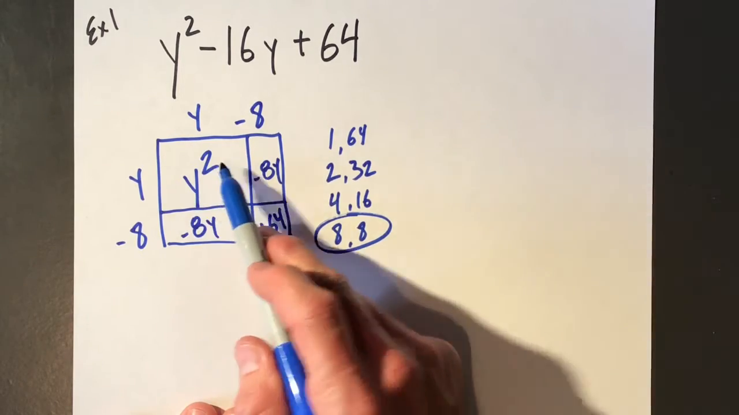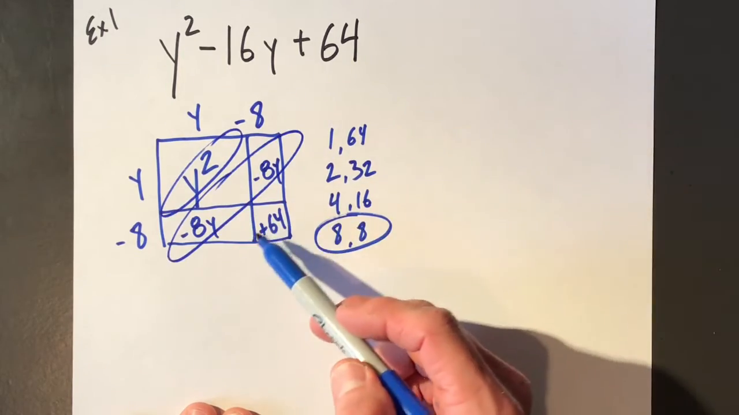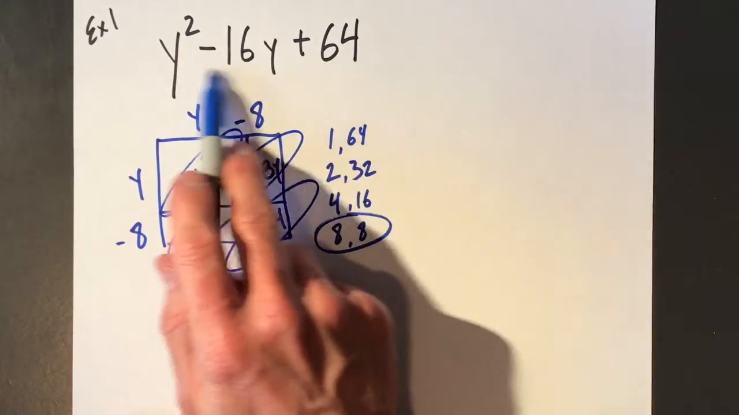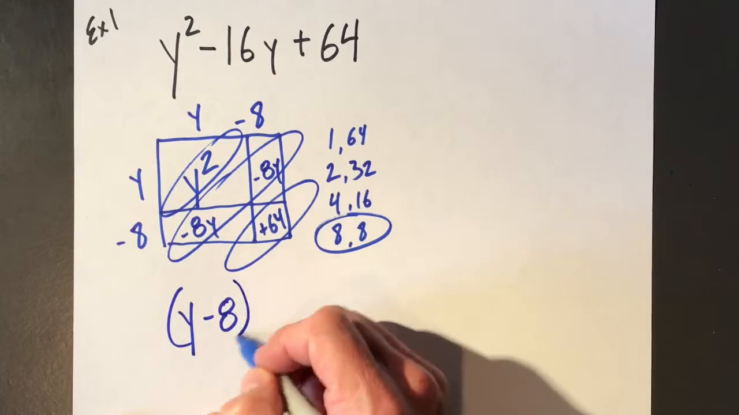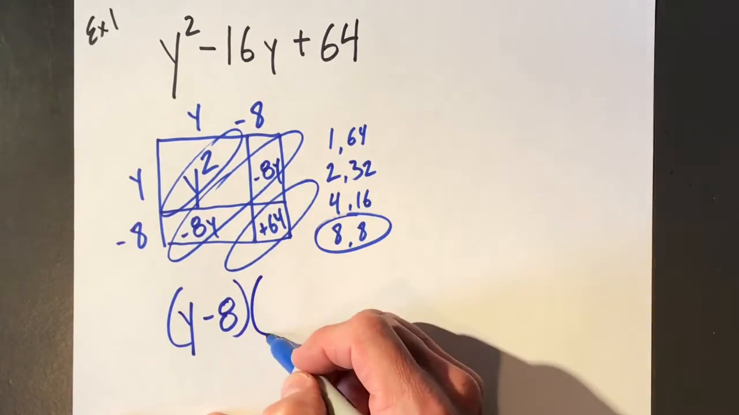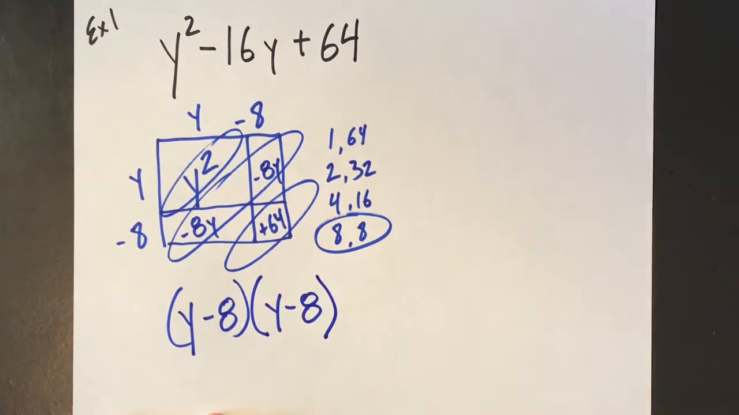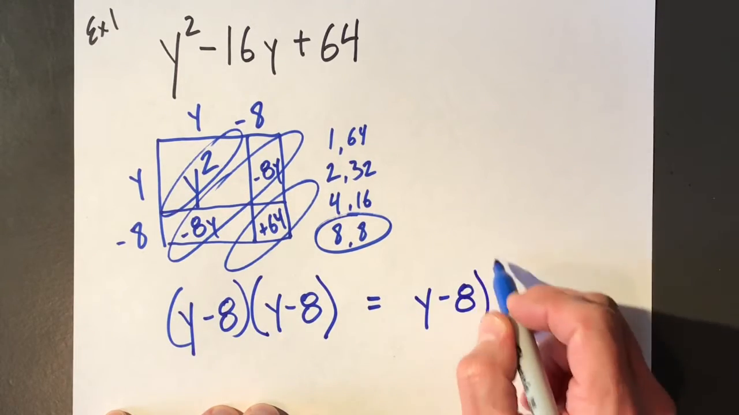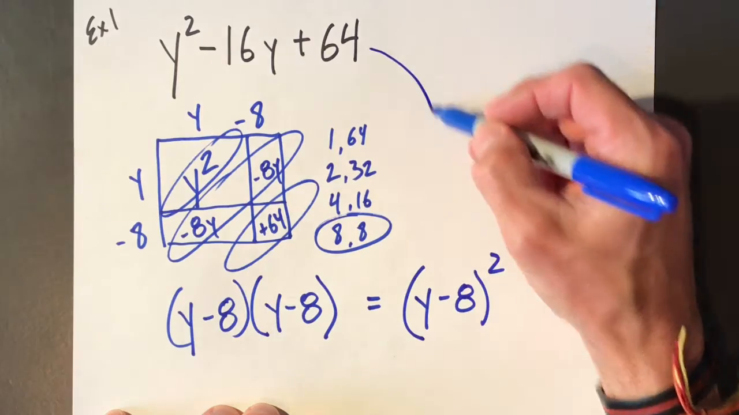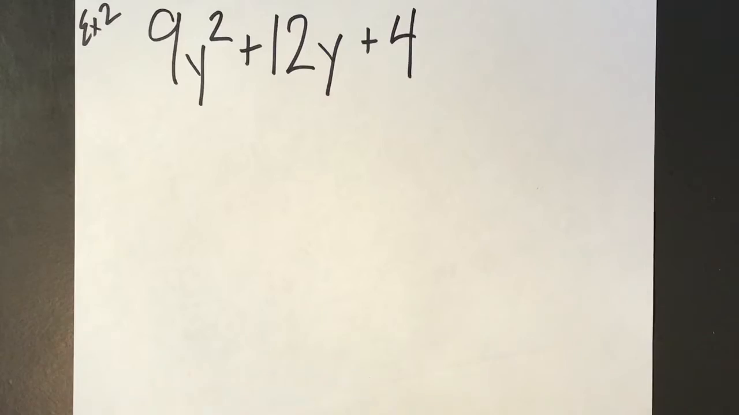Now that we've checked it, y squared, negative 16y, and positive 64 is the same as what we started with. So now I'm going to write y minus 8 from the left-hand side, and y minus 8 from the top. And because these are the same, we're going to write this as y minus 8 quantity squared. So this equals this.